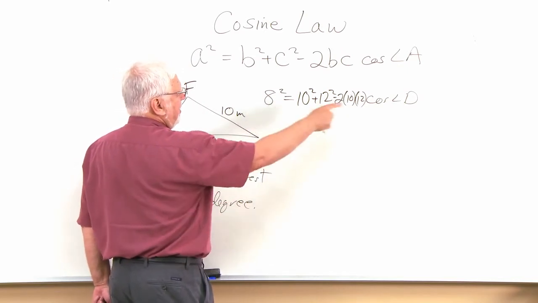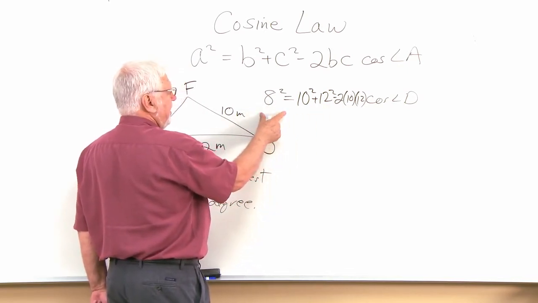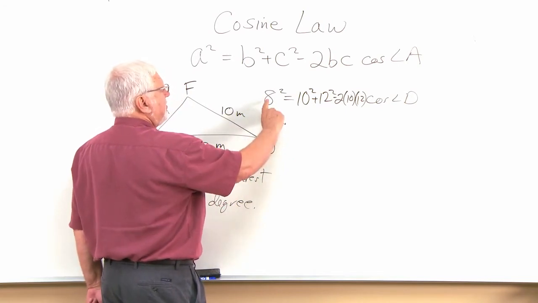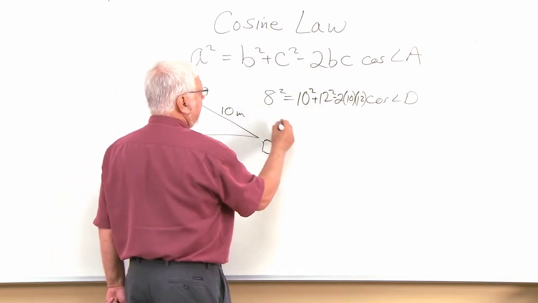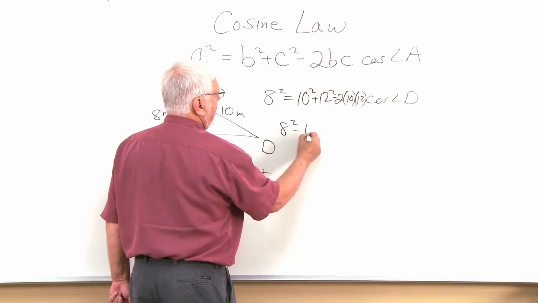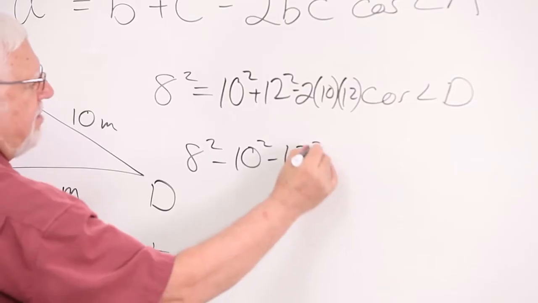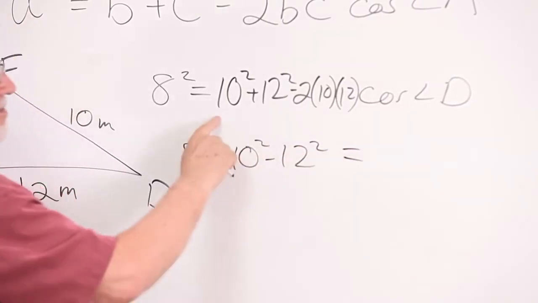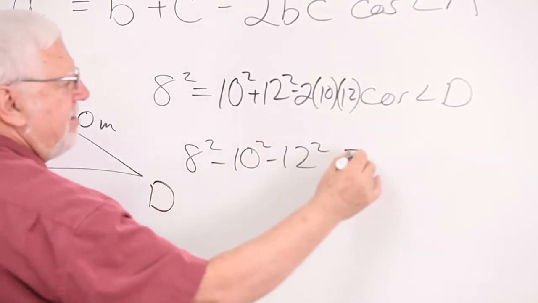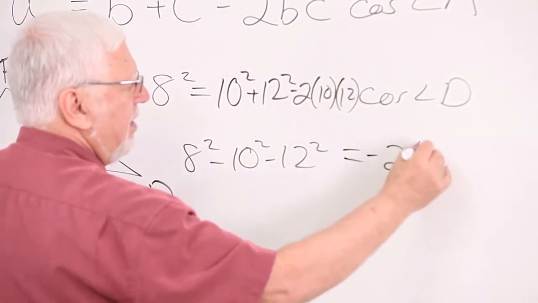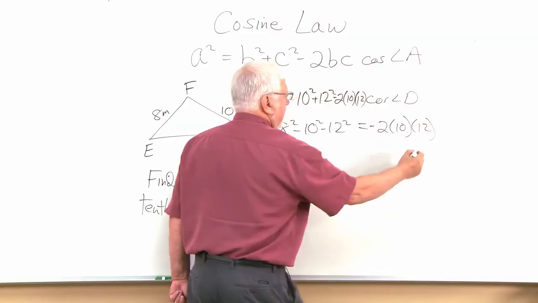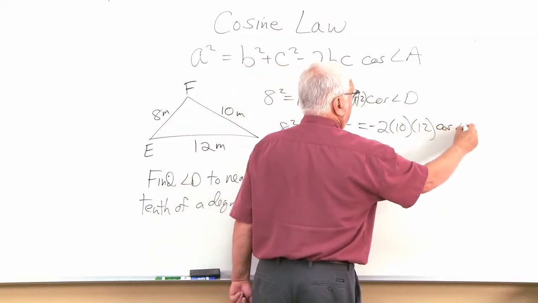We've got something plus something, subtract a whole big thing here. So let's subtract these two and put them over here. Now I don't like to monkey around doing the arithmetic till the end because we're using a calculator. So let's just subtract this from both sides. So we're going to end up with 8 squared minus 10 squared minus 12 squared. And now what's left on this side? This minus 2 times 10 times 12 times the cosine of angle D.